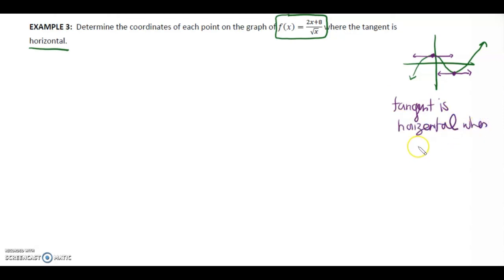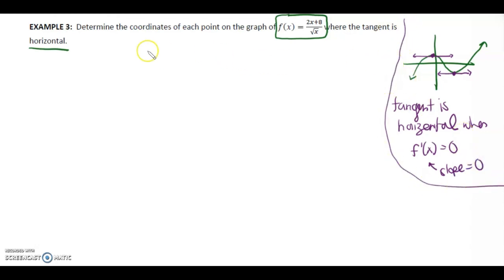So we have the tangent is horizontal when f prime at x equals 0, right? The slope equals 0, because then we get a horizontal line. So we have to determine the coordinates of the points where this occurs. So let's start with f at x equals 2x plus 8 over root x. Let's call the numerator u and the denominator v, because u over v prime equals u prime v minus u v prime all over v squared.